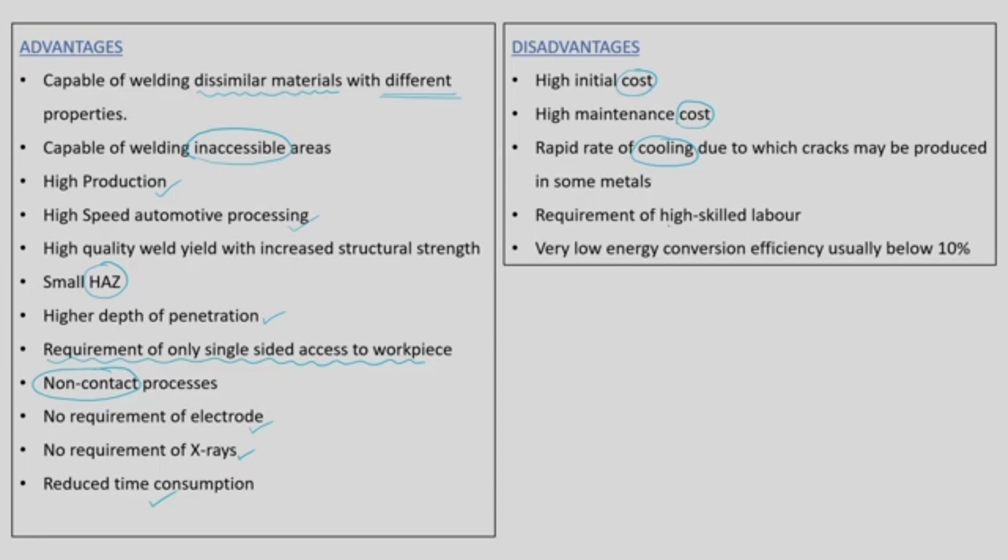It is required to have highly skilled laborers to operate the laser welding process, and the energy consumption is very high. The efficiency of the lasers is low. That is why we have to optimize its process parameters. We have to find out the optimal levels of process parameters during laser welding as well.